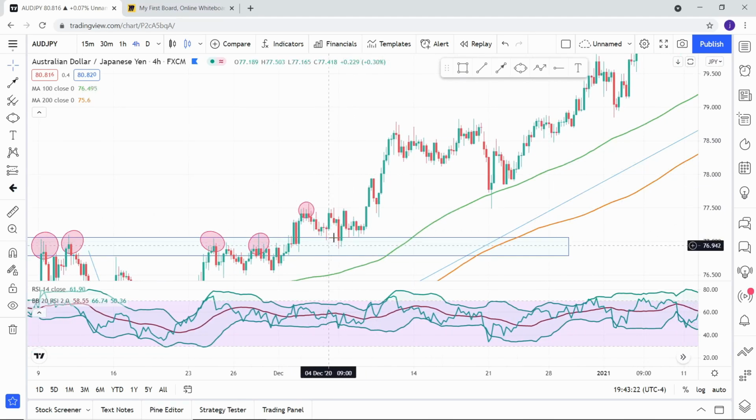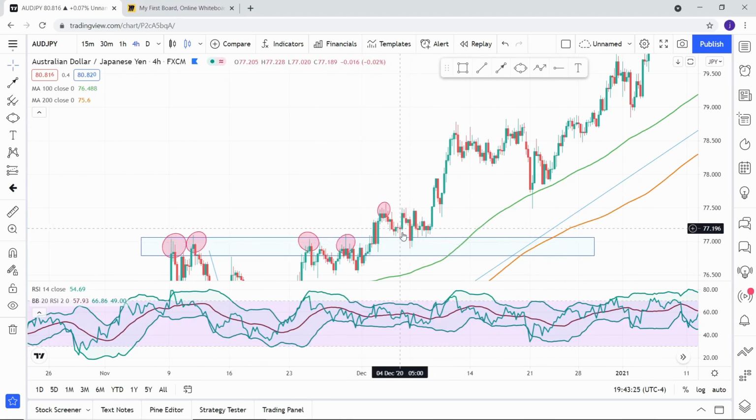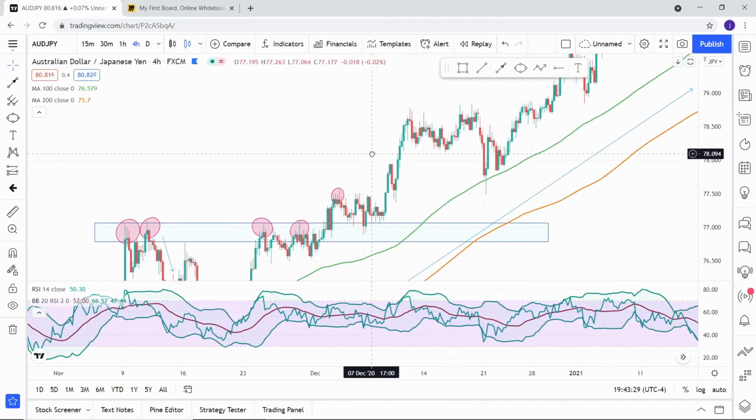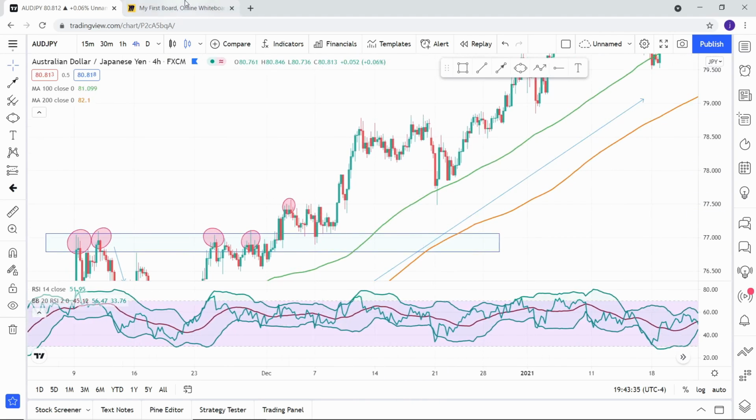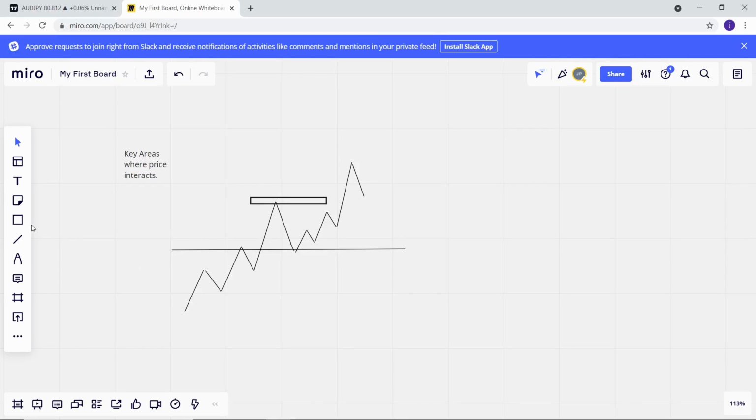So for us to move upwards, price must hold this area above that broken resistance. And once we have a broken resistance and price comes back to retest it, it's now called a support. So that broken resistance area now becomes your support as price continues upwards.